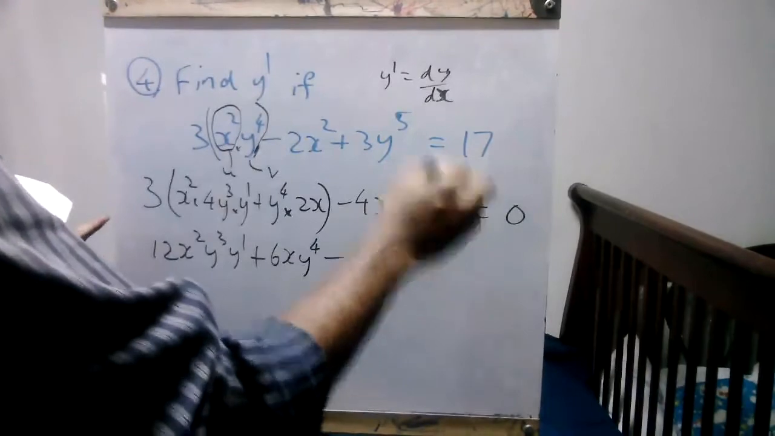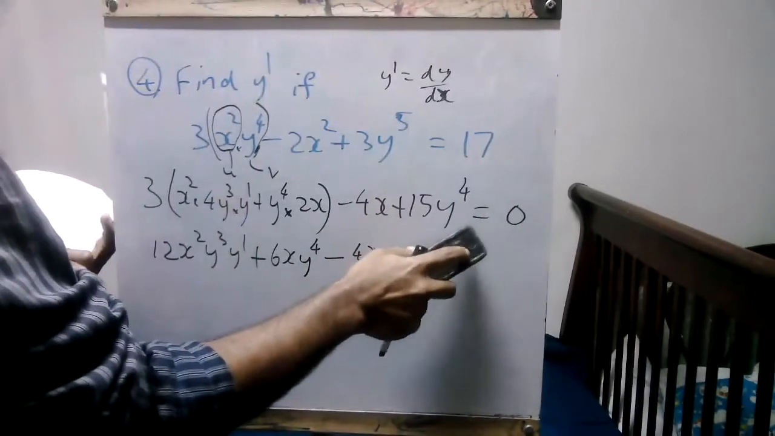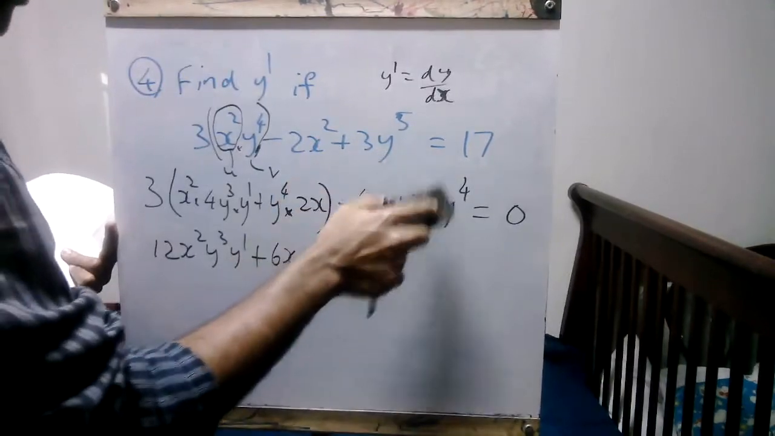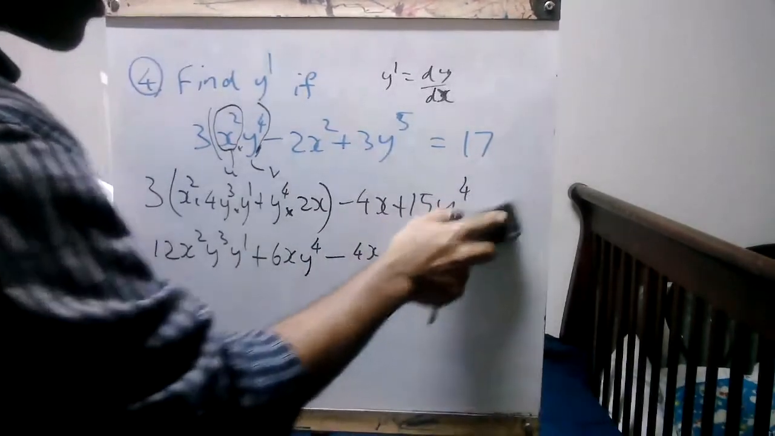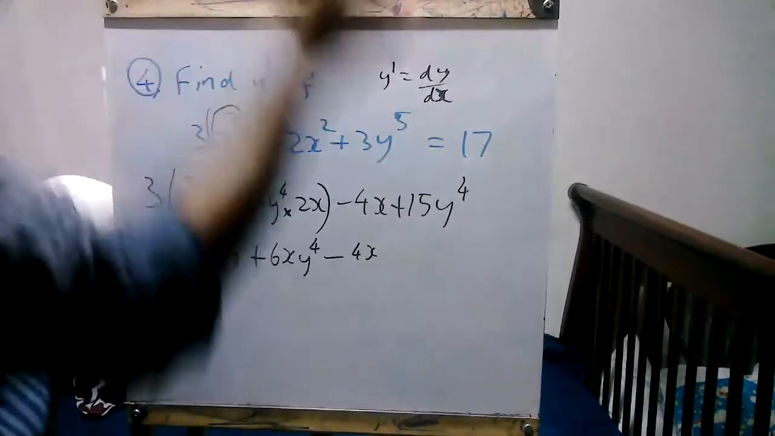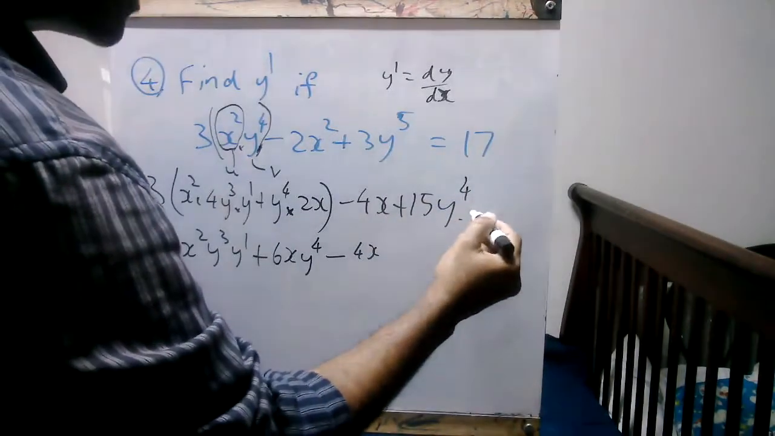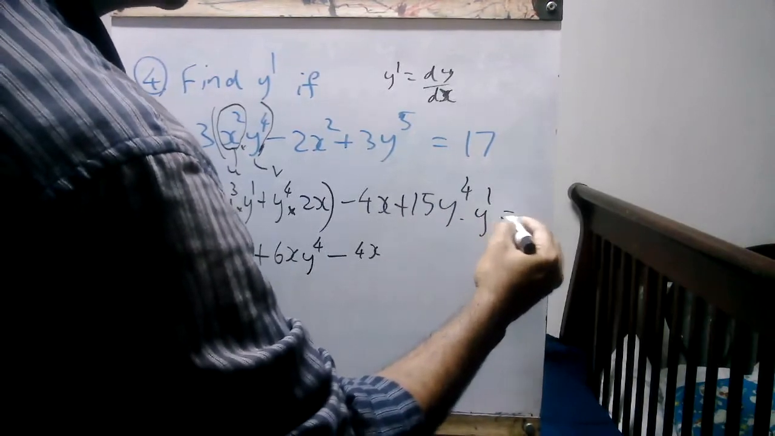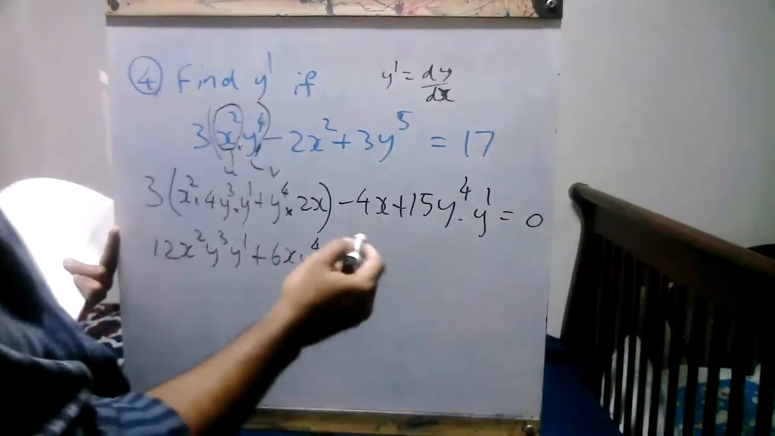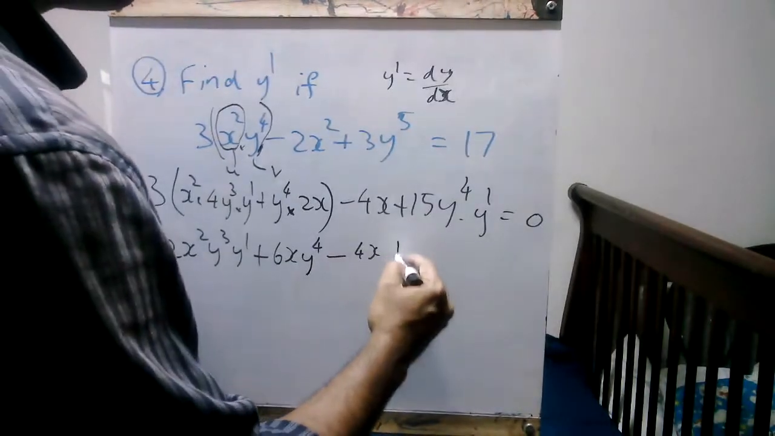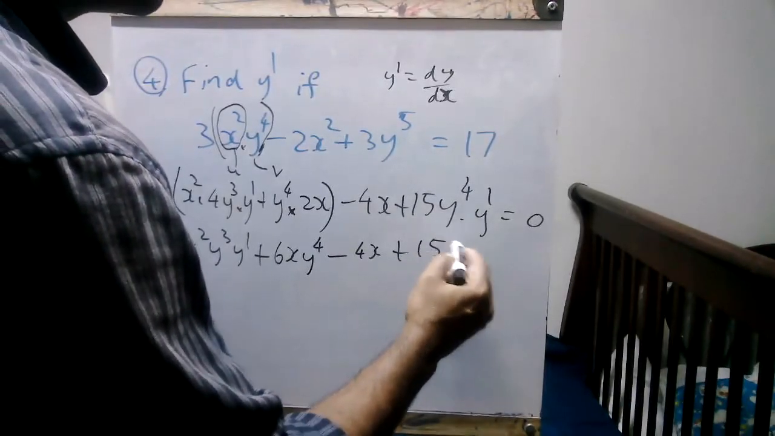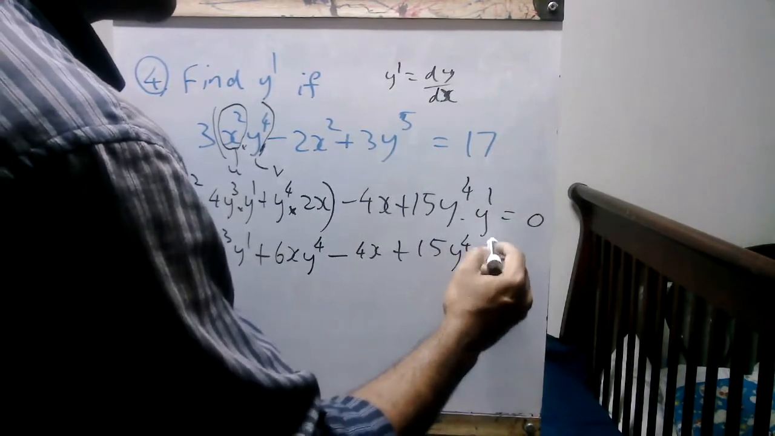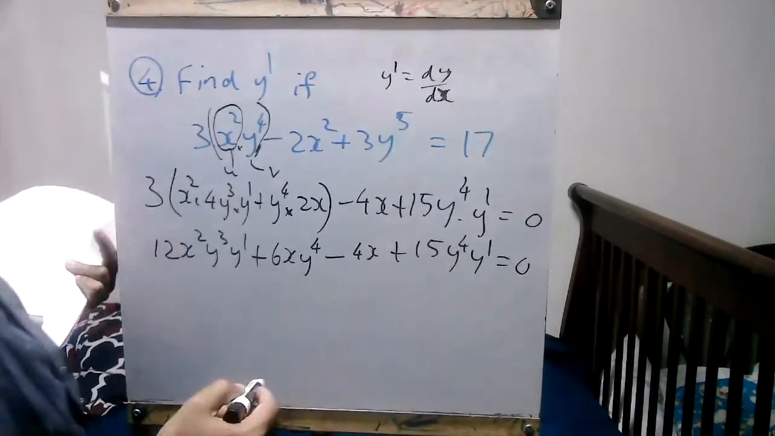Oh, here we have to use something else. 5y to the 4 times, we have to multiply the derivative of y times y prime, chain rule, y prime equal to 0, right? 4x plus 15 y to the 4 y prime equal to 0.